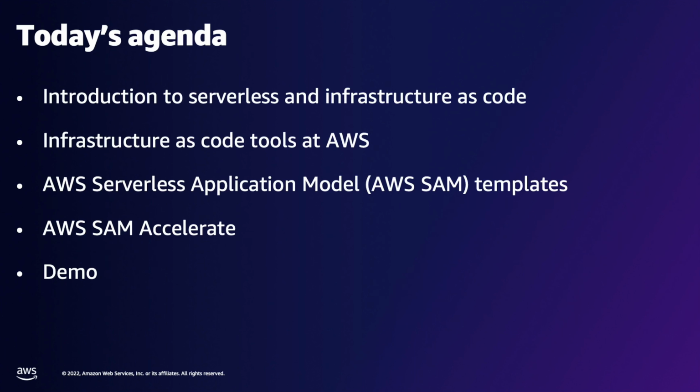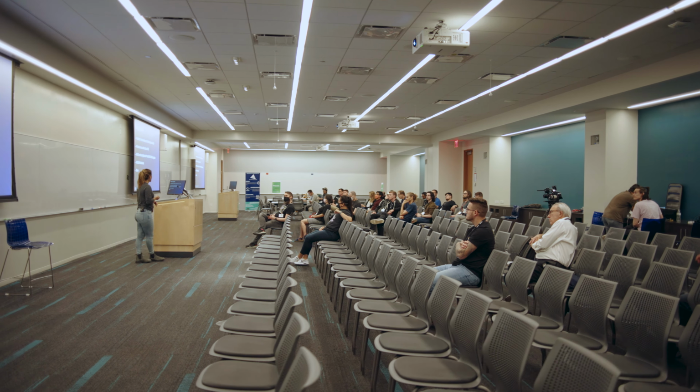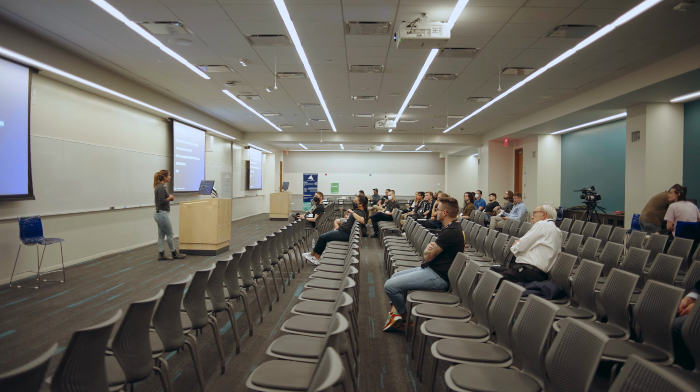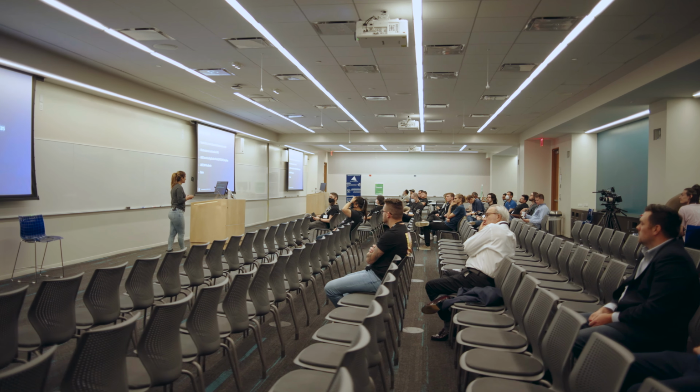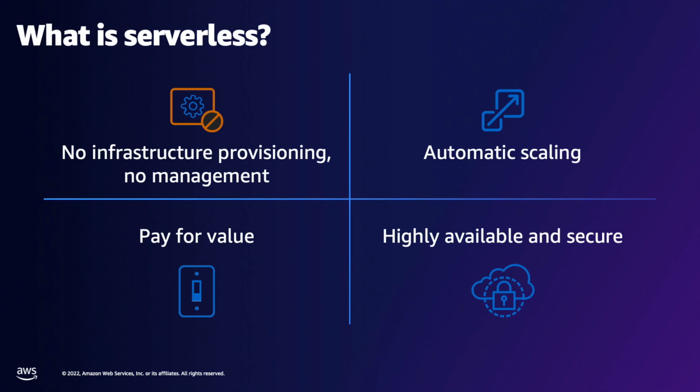Today we're going to talk about serverless, what it means to be serverless. We're going to talk about what it means to have a serverless application. We'll talk about an intro to infrastructure as code. And then we're going to talk about some infrastructure as code tools at AWS. There's a few of them. The one we're going to focus on today is SAM, the serverless application model. We'll do a quick demo with the SAM CLI. And then we'll also talk about SAM Accelerate, which is one of our new launches. So we're going to get started.